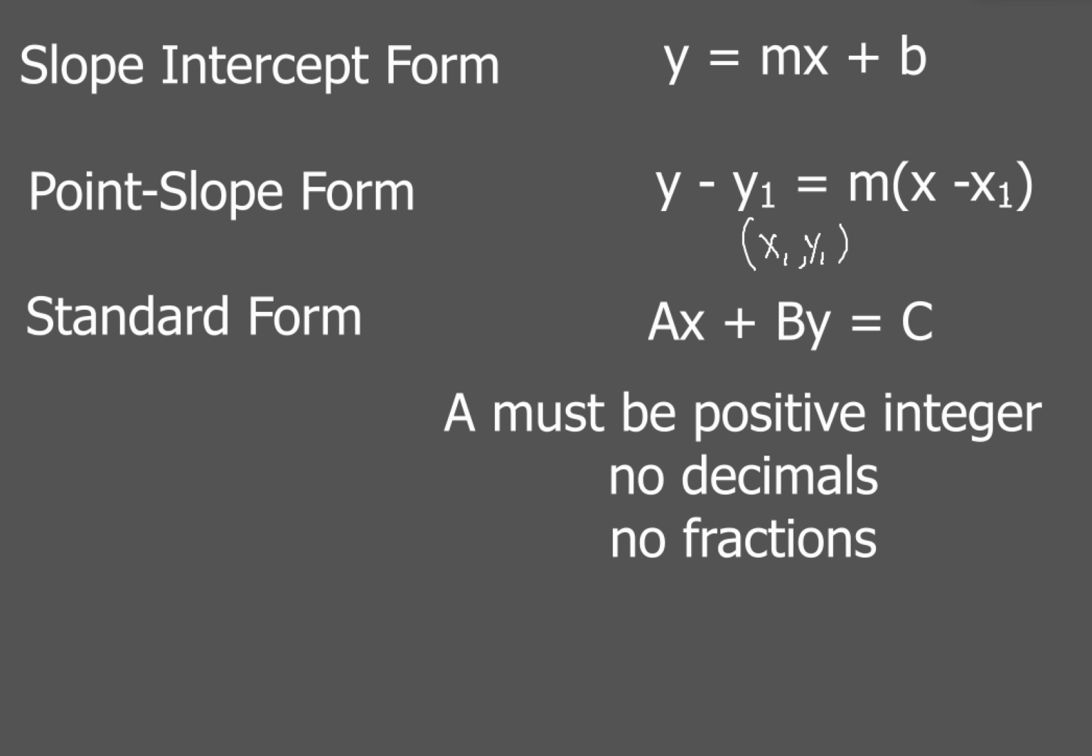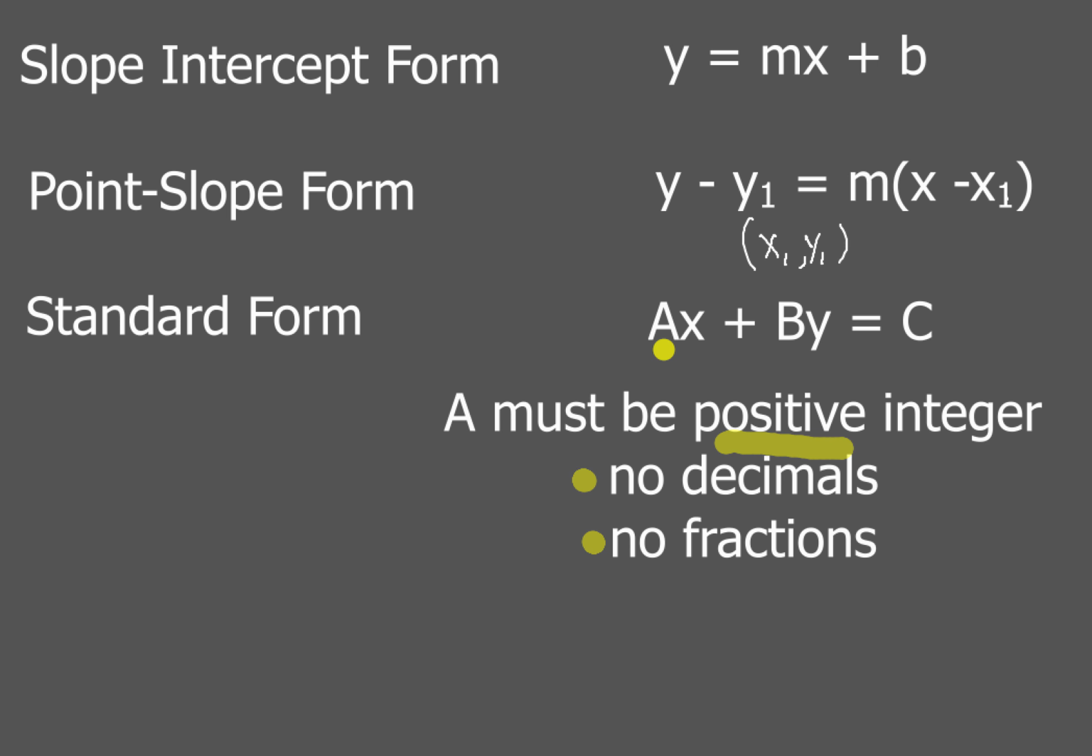Now the standard form of a linear equation is going to be ax plus by equals c, where the a value, and this is one of the things you've got to be really super careful of, has got to be positive. There can be no decimals and no fractions, and the a has got to be positive. So that number that's sitting in front of the x has to be a positive integer.